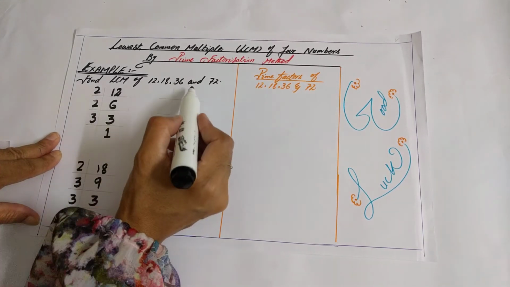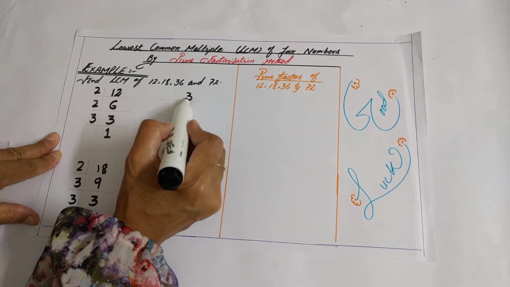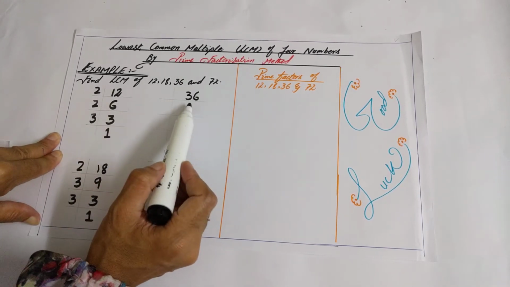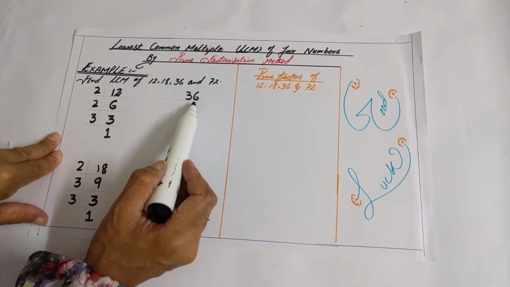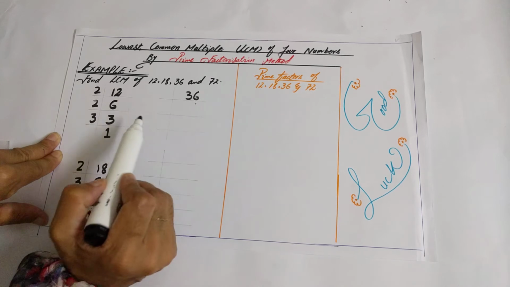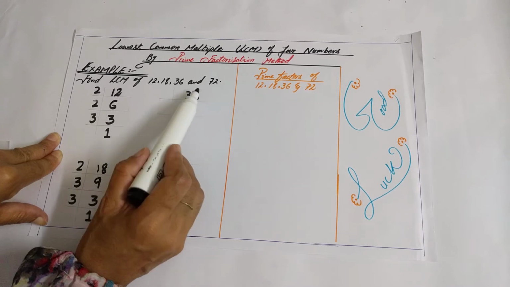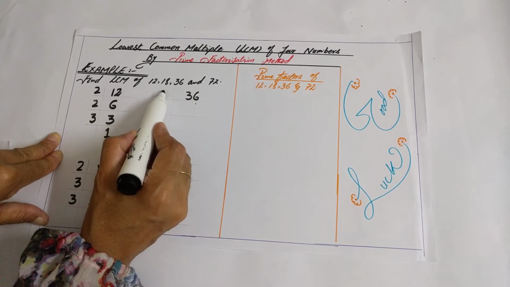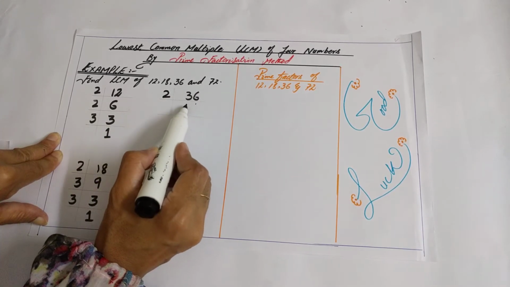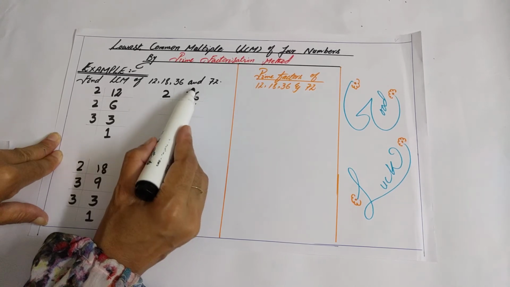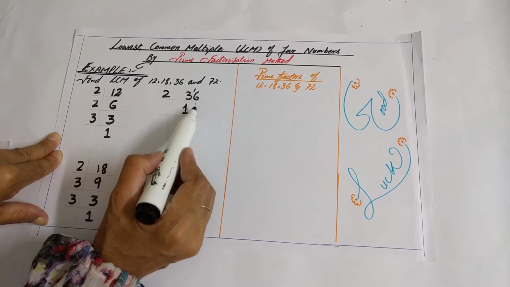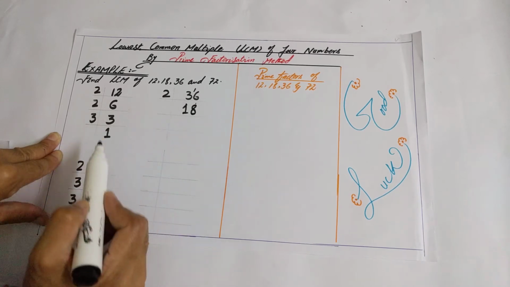Next number is 36. Now check whether 36 is divisible by 2. If directly it's difficult for you, you can just check the divisibility test of 2. Check the last digit of the number, 6. 6 is divisible by 2. It means 36 is divisible by 2. 2 1s are 2. 1 left. 16. 2 8s are 16.